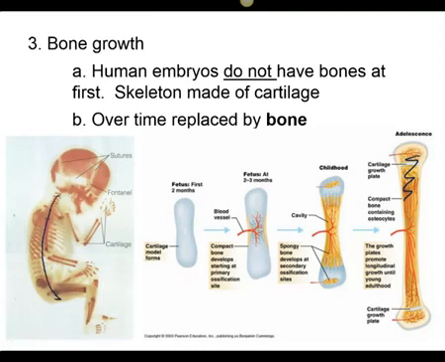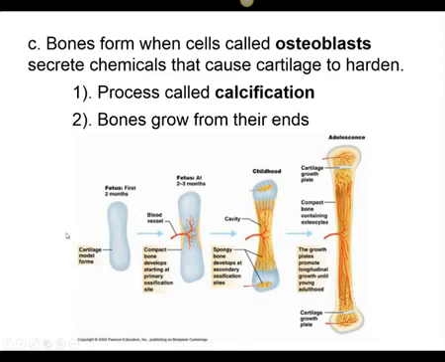See that curvature I told you guys about? Shaped like a C? All this stuff right in here is all cartilage. It hasn't become hardened yet into bone. So this process is called calcification. There are two types of bone cells.